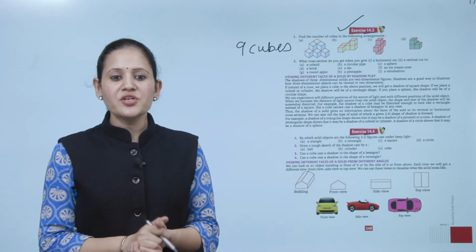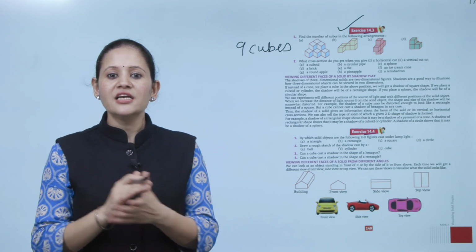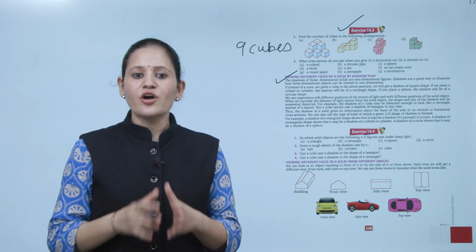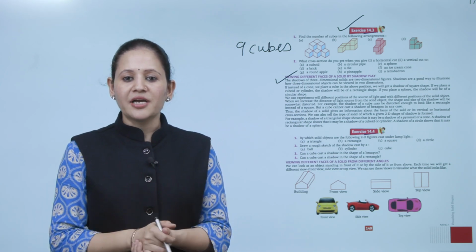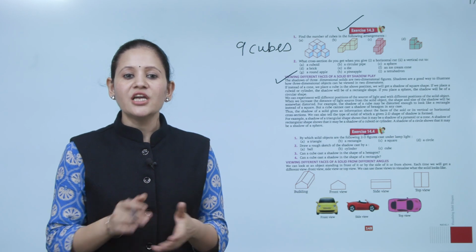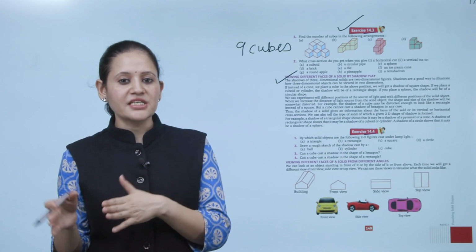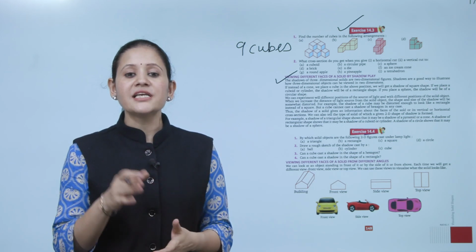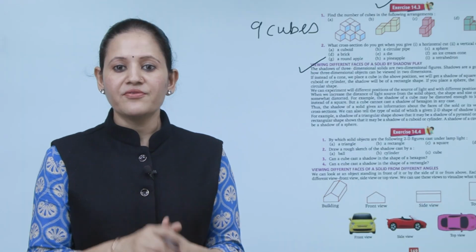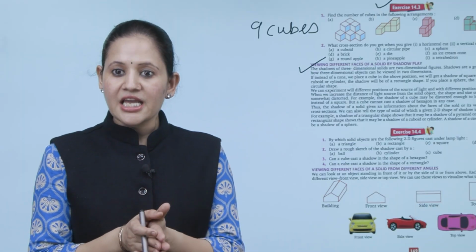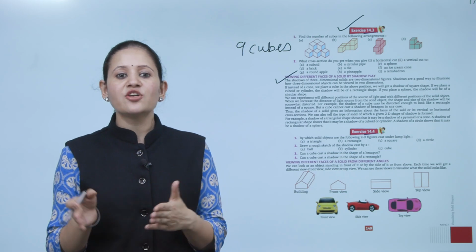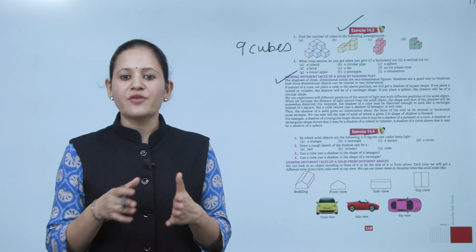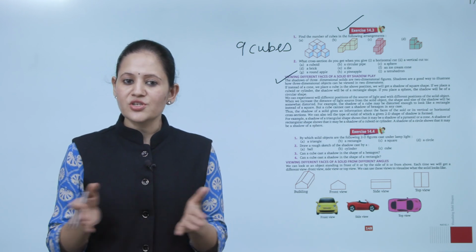Clear? Next, viewing different faces of the solid by shadow play. The shadow of a 3-dimensional solid is a 2-dimensional figure. Shadows are a good way to illustrate how 3-dimensional objects can be viewed in 2 dimensions. If we place the cube in the above position, we will get a shadow of a square shape. If you place a sphere, the shadow will be of circular shape.